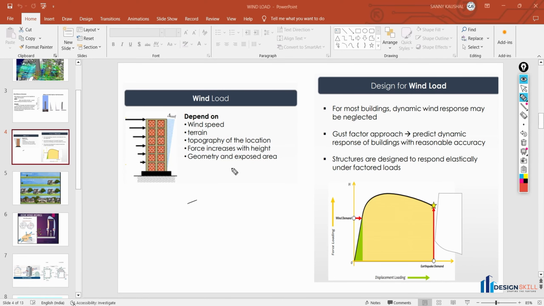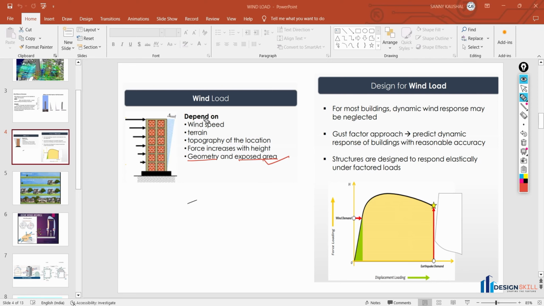Now the next factor on which the wind load depends is the geometry and the exposed area. Geometry and exposed area generally means the configuration of the structure you have, whether it is a cylinder structure, a square structure, or a circular structure. On the basis of the geometry, your wind load depends. Also the exposed area, what is the width of the structure. Generally width is the exposed area. On the basis of the exposed area, the wind load will also be affected in your design.